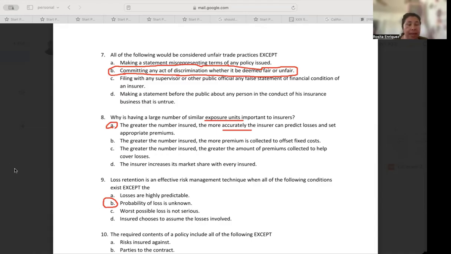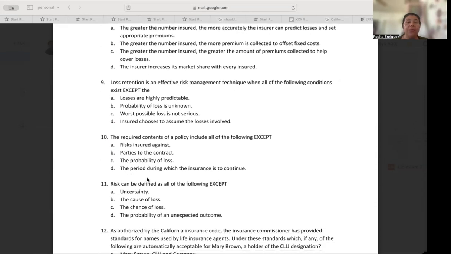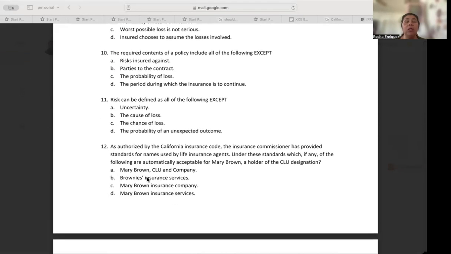Let's go to number ten. The required contents of a policy include all of the following except the probability of loss. So that is our answer. The probability of loss for number ten.